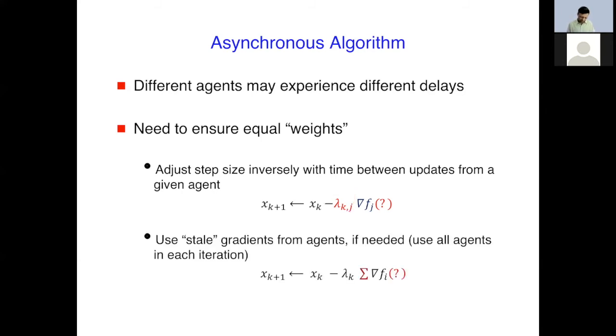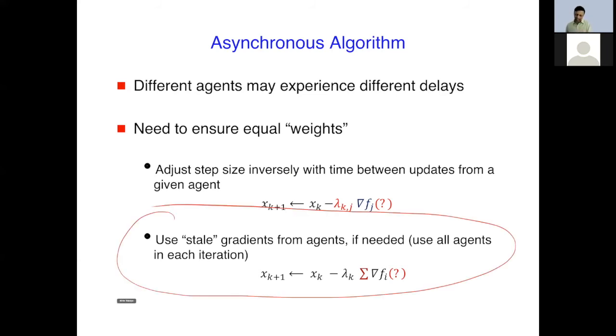The other option, which is conceptually much simpler, is that imagine the server receives one gradient and then makes an update to the local state. It's only heard from one, and there may be 100 agents. So for 99 of them, all the server has are the old values that it received from those agents in the past. So this method says the summation here is over all the agents, actually.